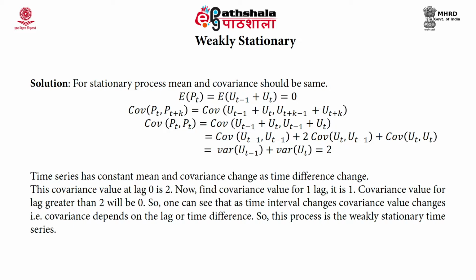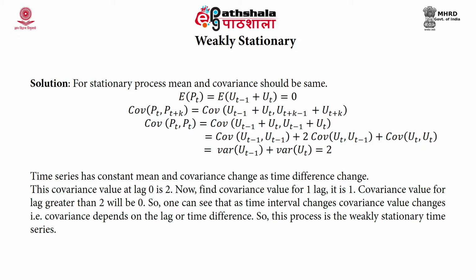First we have to take expectation and take covariance also. So we can see that expectation of pt is equal to 0 and covariance is given as 2, but this is of lag 0. It means we are taking covariance of pt and pt. So this is equal to variance of pt. Time series has constant mean and covariance changes as time difference changes. This covariance value at lag 0 is 2.